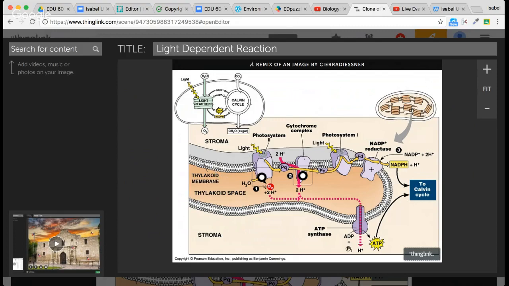However, I want to make sure that students are comprehending what information they're getting from this visual image. That is something they should be capable of doing and a skill that I'd like to practice. So I could have students complete a ThingLink, they could submit it to me, and then I could see whether or not they understand what's happening in this diagram.